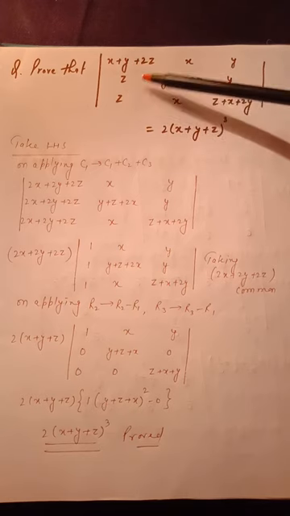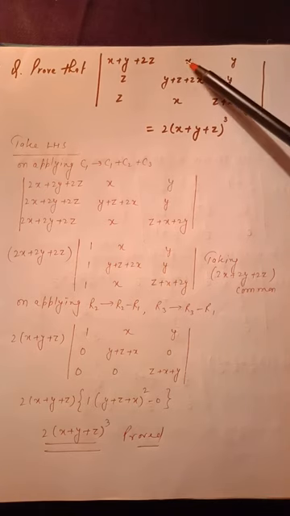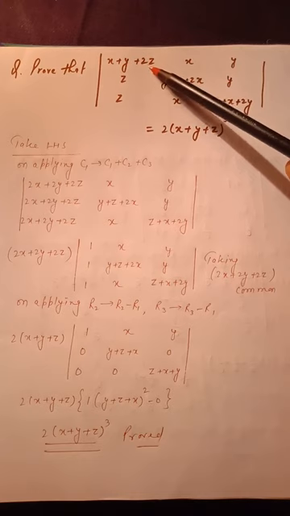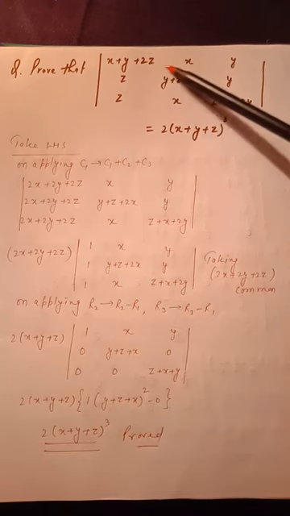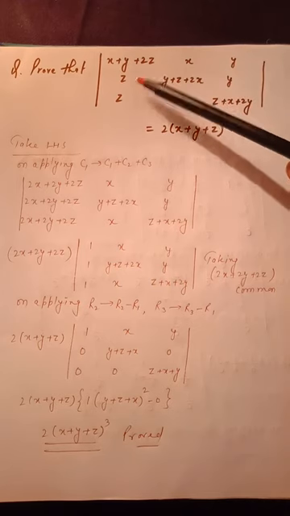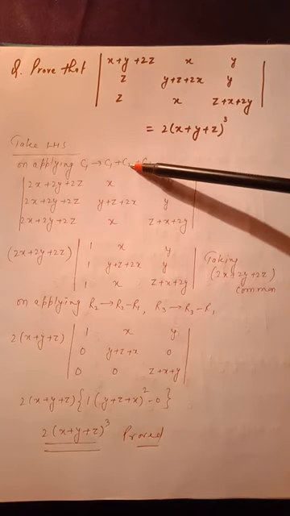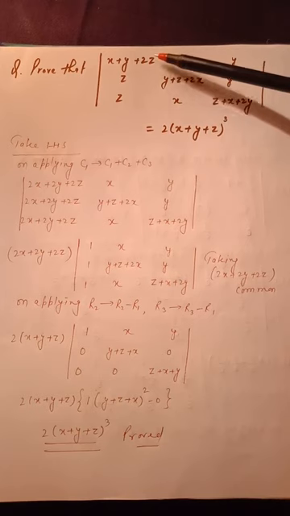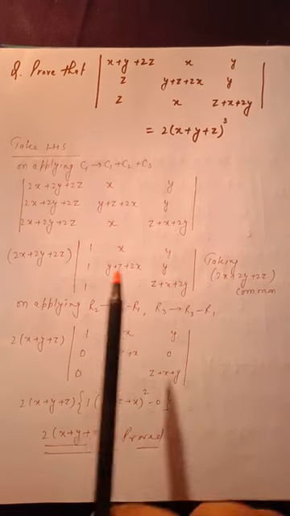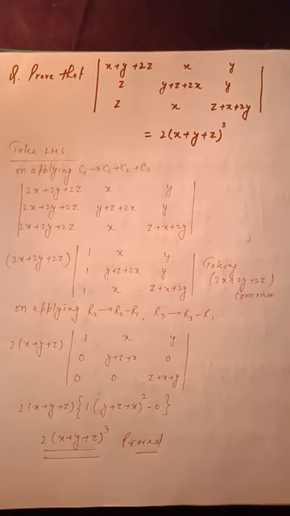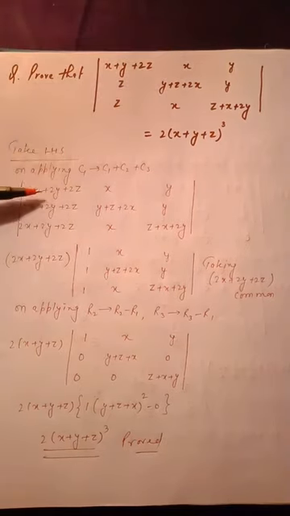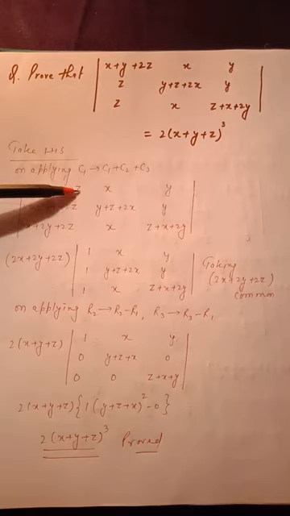Now I am planning to add these numbers: x plus x is 2x, y plus y is 2y, z is already present, so it is 2z. In this way we are getting x plus y plus z. So now you apply an operation, C1 equals C1 plus C2 plus C3, because our plan is to get x plus y plus z. When we apply C1 equals C1 plus C2 plus C3, all the elements are added, so we will get 2x plus 2y plus 2z.